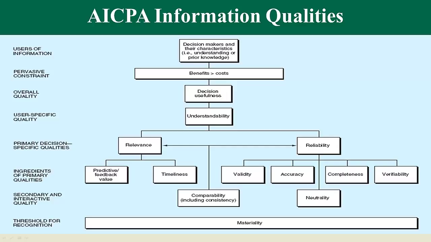These take us back to the decision maker. What do they plan to use the information for? What's their goal or objective? What do they understand about the underlying business process they want this information for? Information should be relevant and reliable. As you can see, relevant information is timely and predictive.